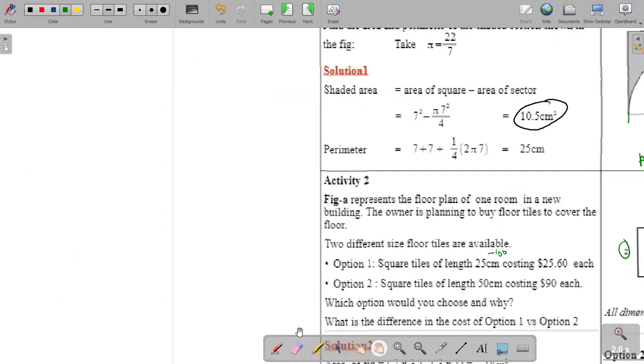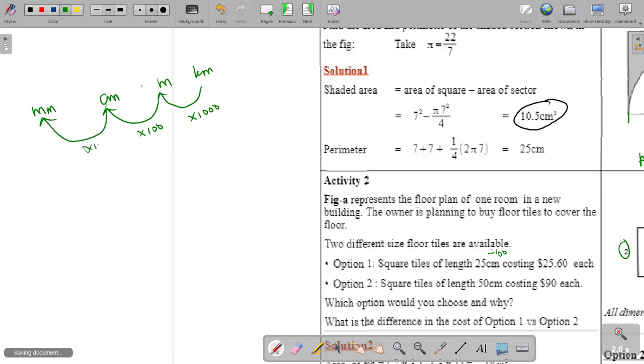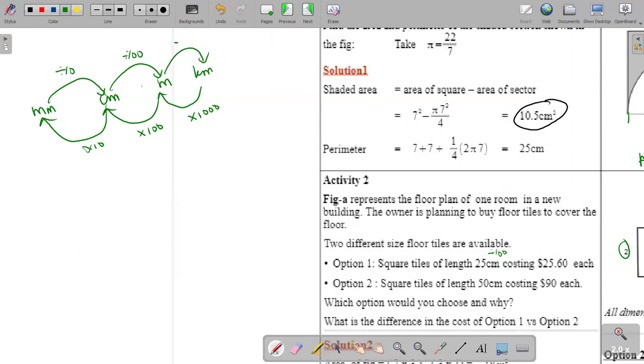Let me just draw that quickly there, see? You start off with the smallest one: millimeters, centimeters, meters, kilometers. From here to here, a kilo is 1,000. Centi is 100. Look at the direction of the arrows. Going up is times 10. And to go the opposite way, you've got to divide. So from here to here is divided by 10. From here to here is divided by 100. And from here to here is divided by 1,000.